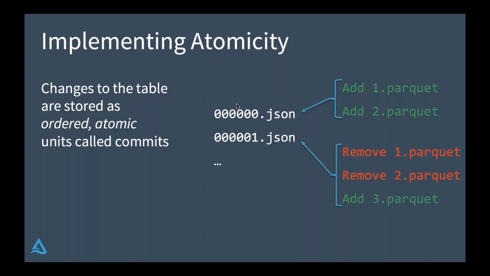And so then you can have successive versions. In version 0, we added these two files. In version 1, we removed them and put in a third. So for example, you could be doing compaction here, where you atomically take those two files and compact them into one larger file.